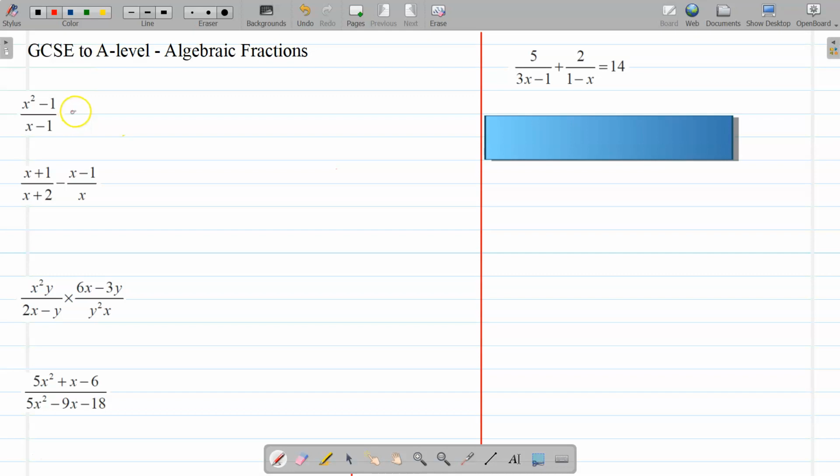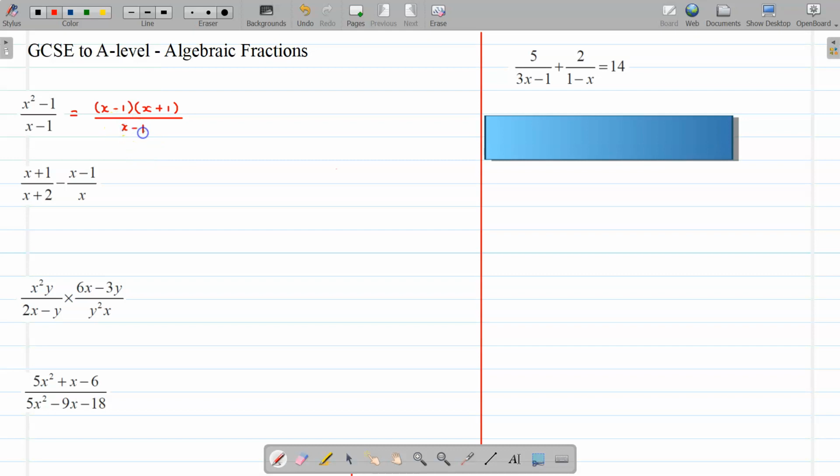So in the first one, I'm spotting on the top line, on the numerator, that I have the difference of two squares. Because x squared and 1 are both square numbers, and that's why it's called the difference of two squares, because there's a minus sign between them. And if you factorize that, this is what you get: x minus 1 times x plus 1. And underneath you should just simply copy the denominator as it is, which is x minus 1.